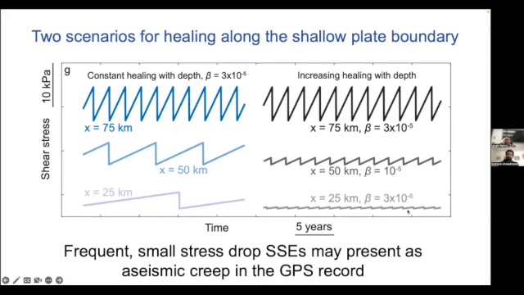And because of the incredibly low loading and healing rates, we're probably going to get super frequent, tiny slow slip events that will probably just look like creep in the geodetic record for a land-based GPS station. And so what this says is that probably we need ocean bottom or downhole sensing instruments very near the trench on the upper plate to really see how the strain is being accumulated and released near the trench.